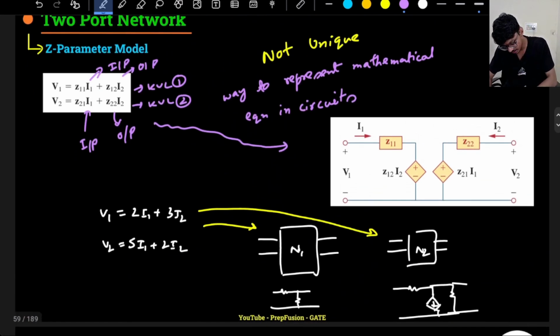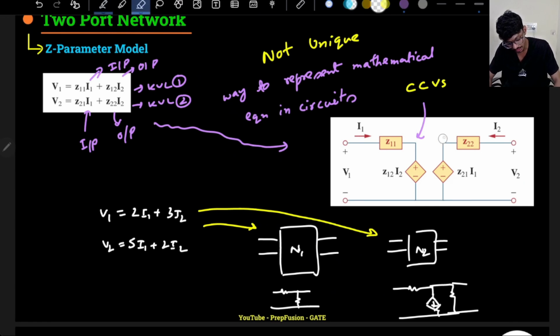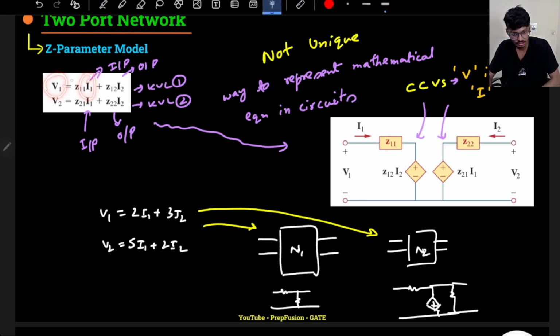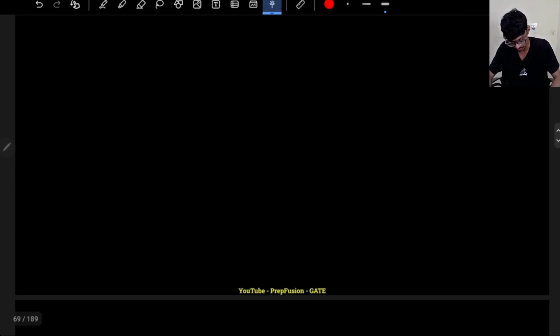So again, if you see your model here, your model contains a current controlled voltage source. Why does it contain a current controlled voltage source? Because I have written my voltage in terms of current in the equation, right? So of course the voltage is dependent on the current. It will be a voltage source only because I am pushing some voltage in terms of current. That's why the model contains a current controlled voltage source, and here it contains a voltage controlled current source.